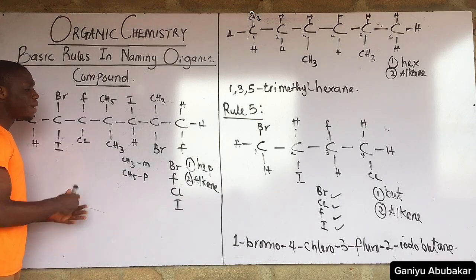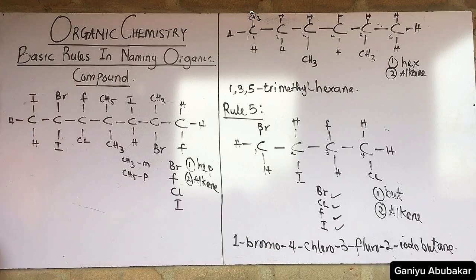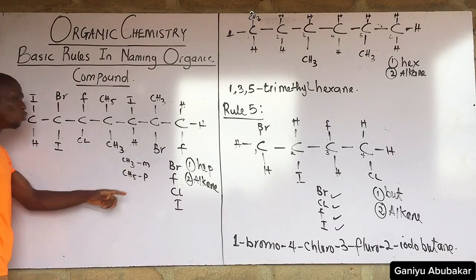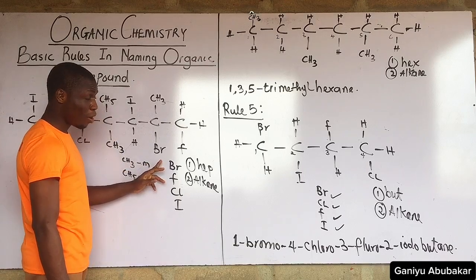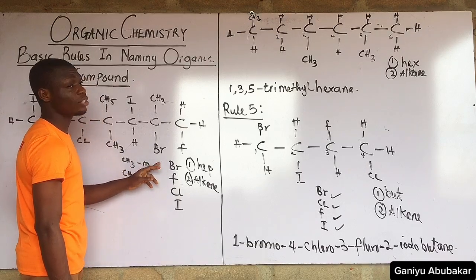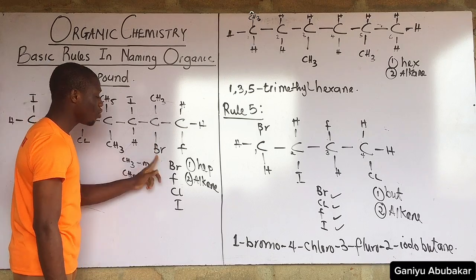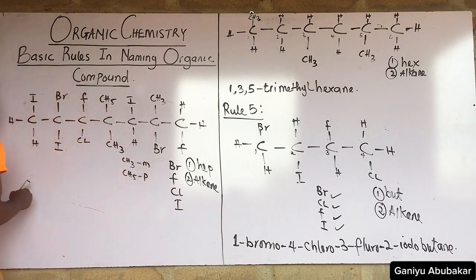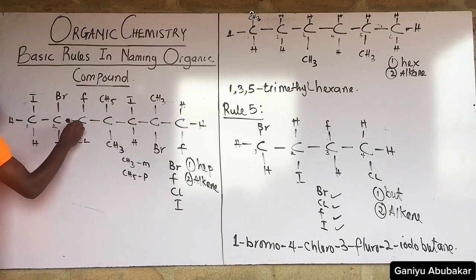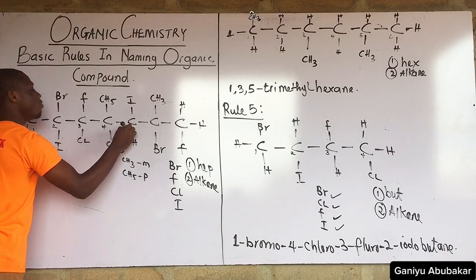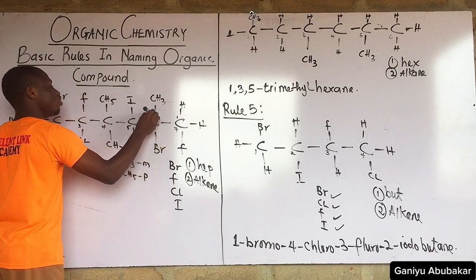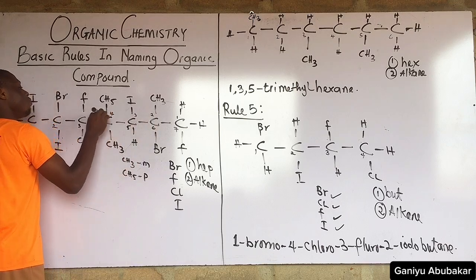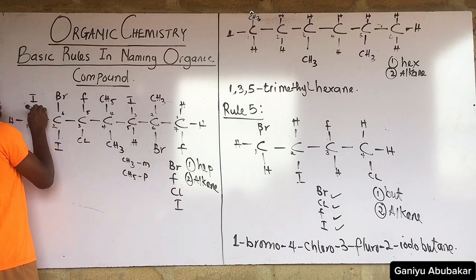For rule 3, I'll do my numbering. I'll make sure I give the lowest possible number to bromine, because bromine is the priority here as the first inorganic substituent I'll be naming. Upper numbering: 1, 2, 3, 4, 5, 6, 7. Lower numbering: 1, 2, 3, 4, 5, 6, 7.